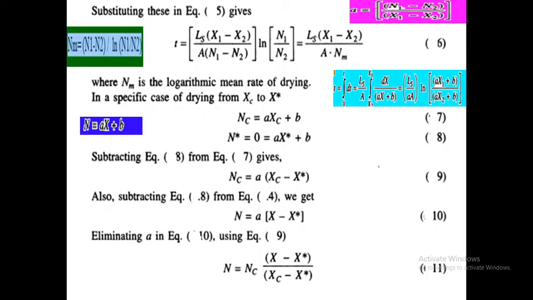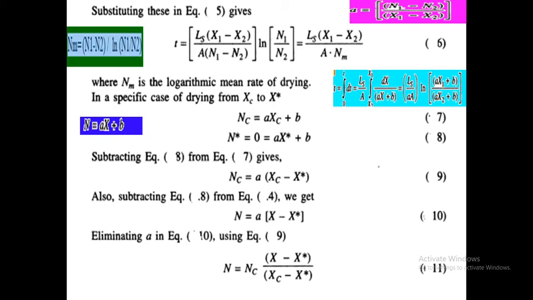Substituting small a in equation 5. So for equation 5, refer to the right side blue color box. T is equal to integration of 0 to t dt, which is equal to Ls by a, integration of x2 to x1 dx by ax plus b, that is equal to Ls by small a into capital A, ln of ax1 plus b by ax2 plus b. Are you clear or not? Okay. So this equation is taken from the previous slide.